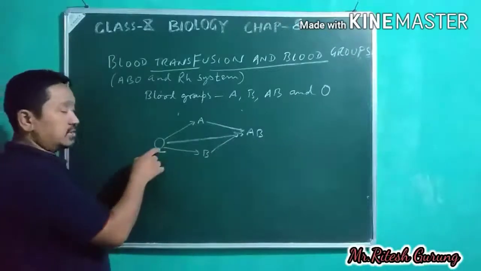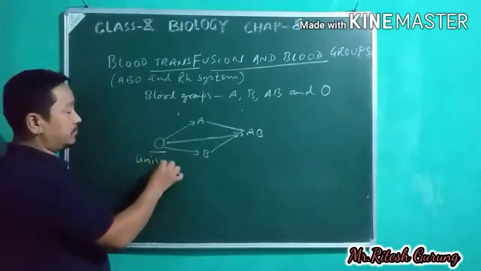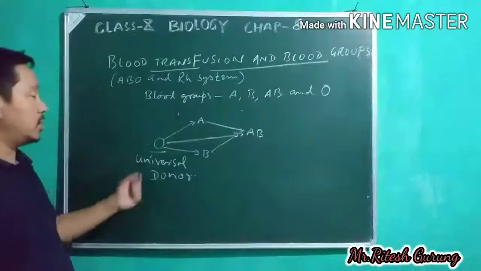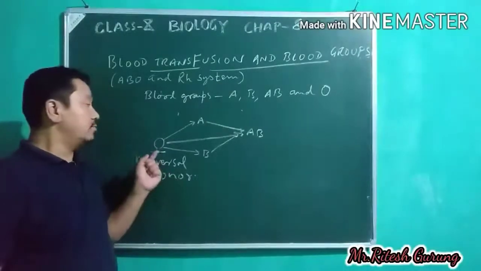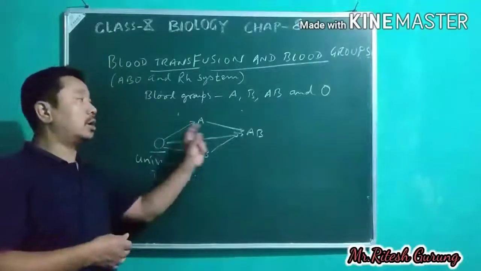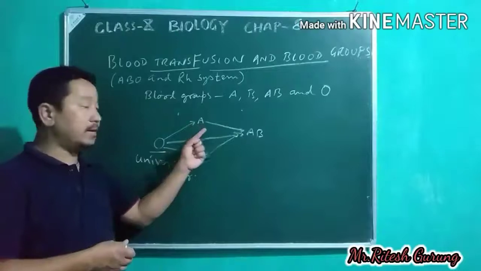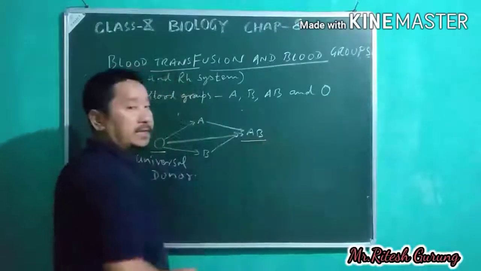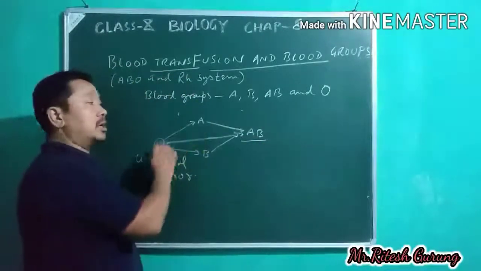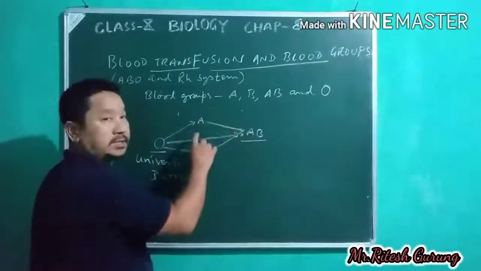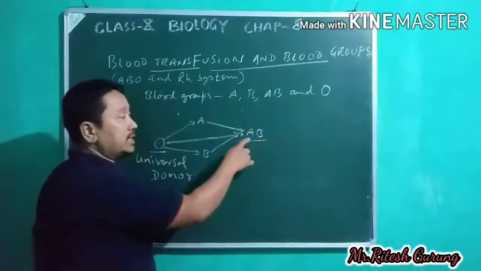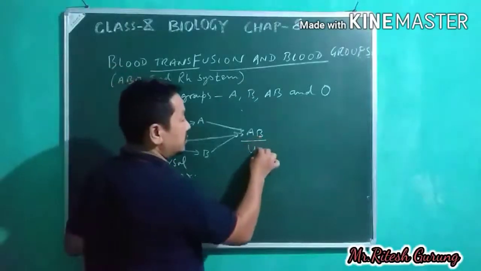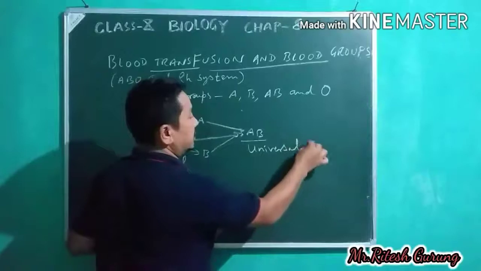So this blood group O is called universal donor. Blood group O is called universal donor because blood group O can donate the blood to all types of blood groups: blood group A, blood group B, blood group AB also. Alright? And blood group AB can receive the blood from all other groups. It cannot donate to others. It can donate to AB only, but it can receive the blood from all other groups. So blood group AB is called universal recipient.